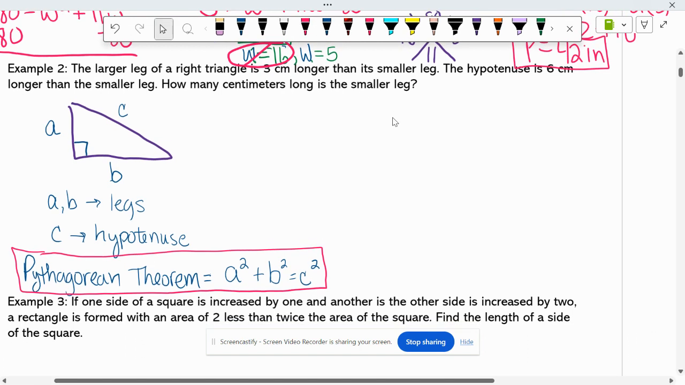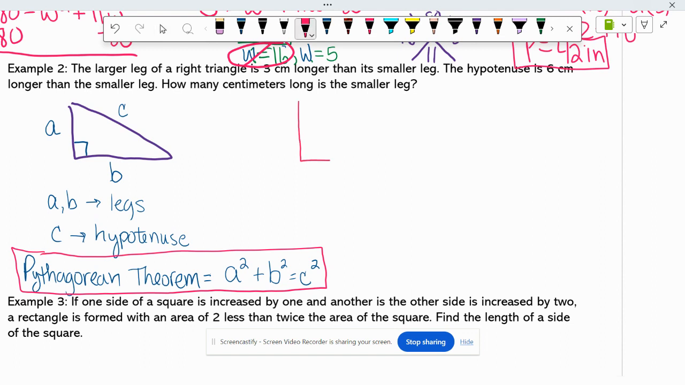Thank you, Noah. Okay, so we're going to label our sides. I'm going to start with a new drawing of a right triangle. It says that the larger leg of the right triangle is 3 centimeters longer than the smaller leg. So these are my two legs. If this is the smaller side, X, and this is the longer side, how do I show that this side is 3 centimeters more? X plus 3.